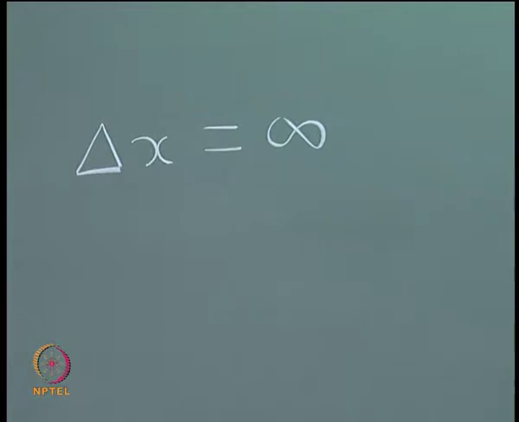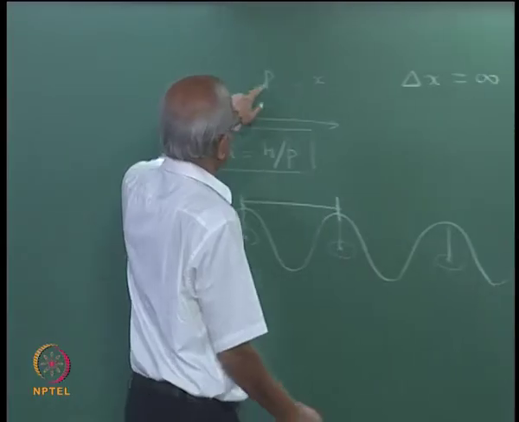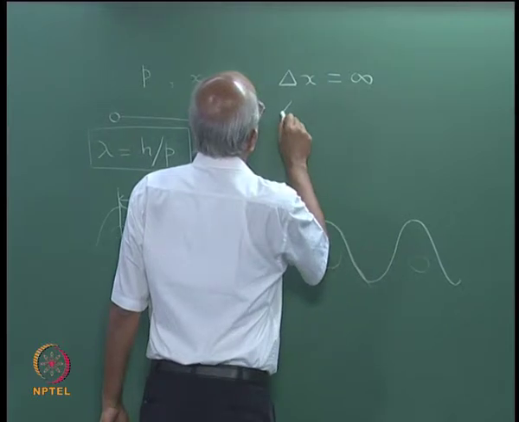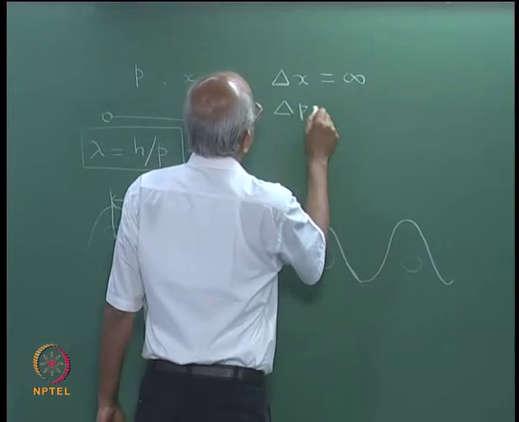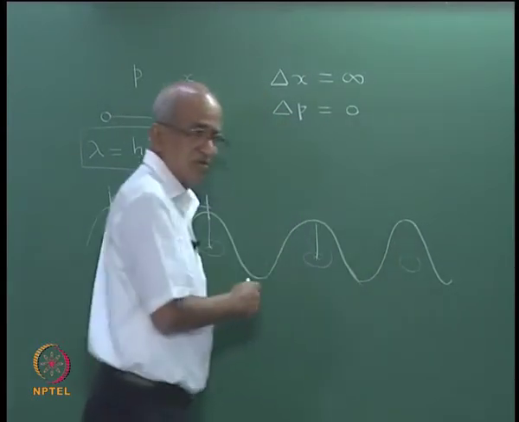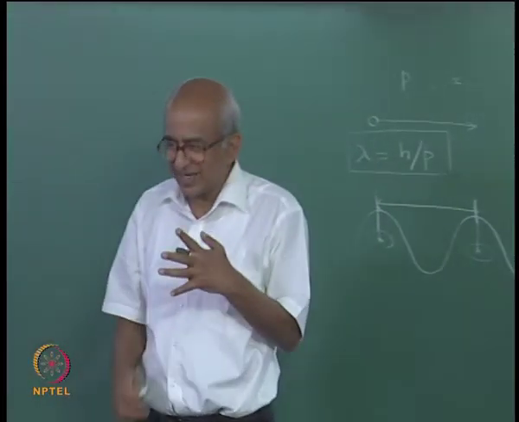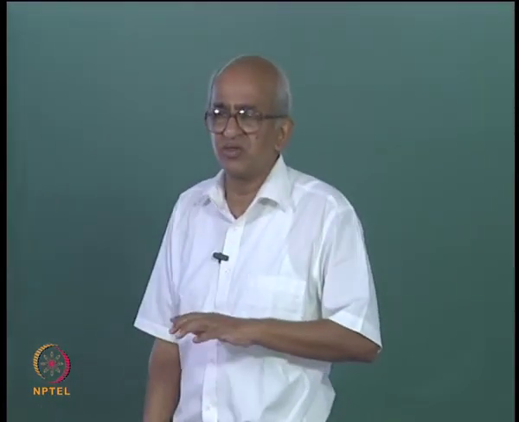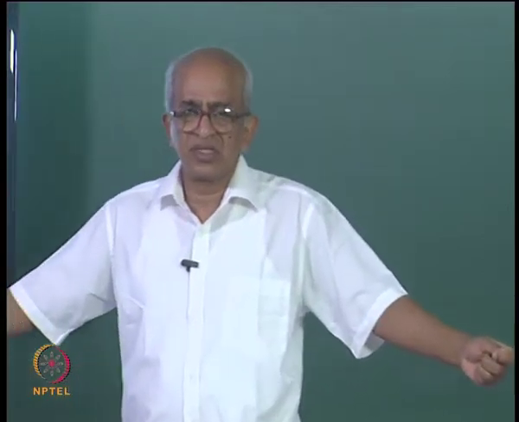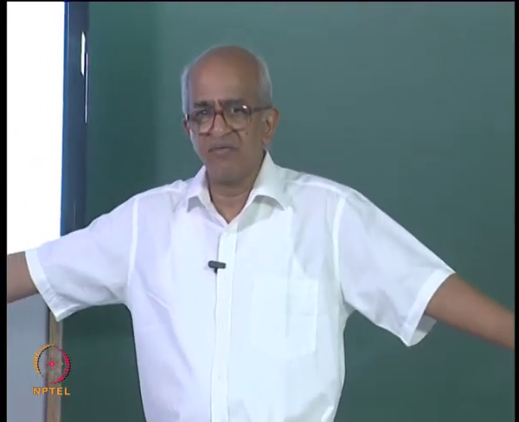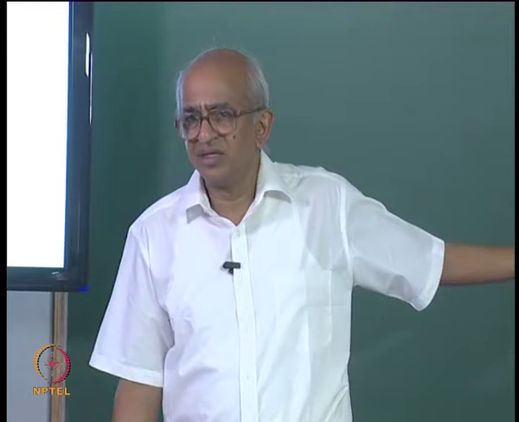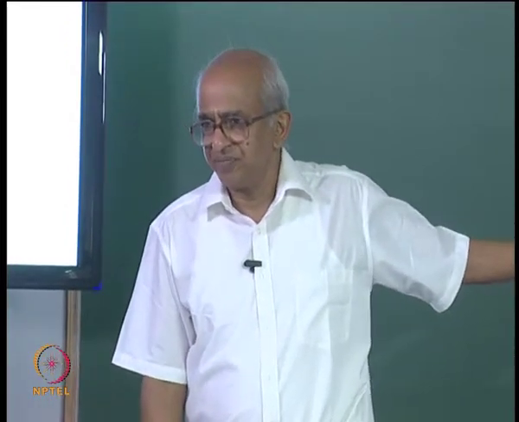Now, look at the situation: I know momentum precisely. So I have no uncertainty in momentum. Momentum is precisely known for this particle. So if I had delta p, the uncertainty in momentum, equal to 0, then if I measure the position, the answers are going to be so different that I would have a huge uncertainty in the value of position.